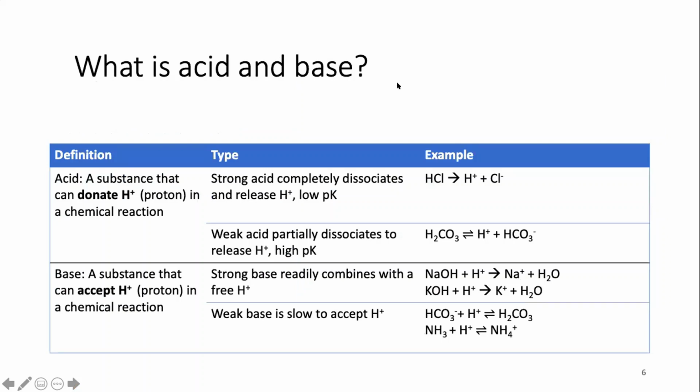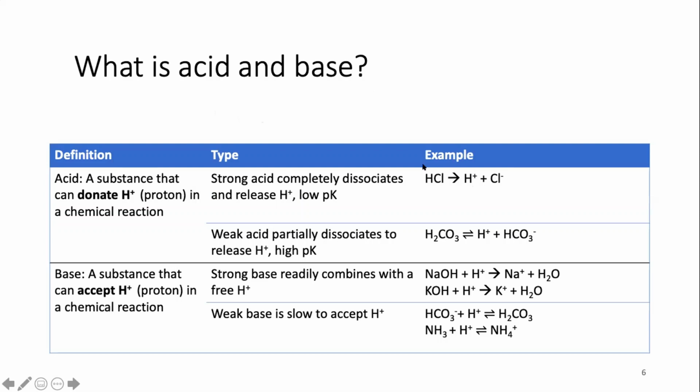So what is acid and what is base? Well, the H plus itself is an ion which actually affects the pH. Where does this H plus come from? Usually it comes from the acid. So what is acid? An acid is a substance that can donate H plus. And you have two types of acid, either strong or weak. What does it mean by strong? It means that the strong acid has the ability to dissociate completely into H plus and another ion.